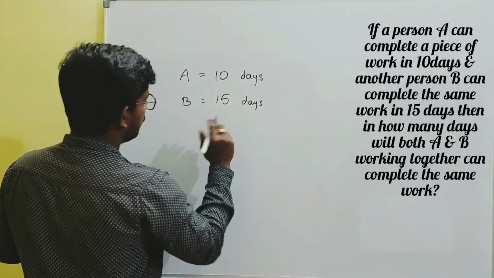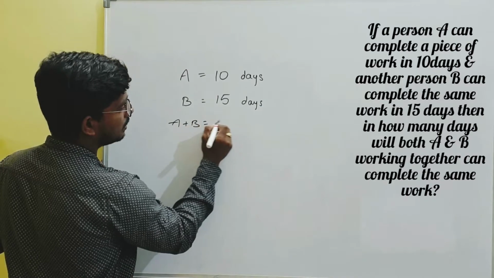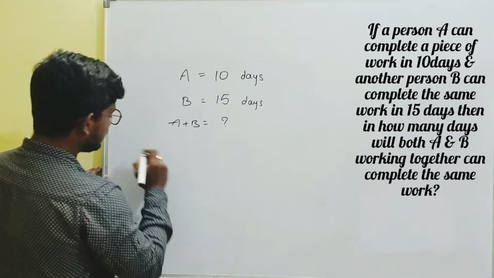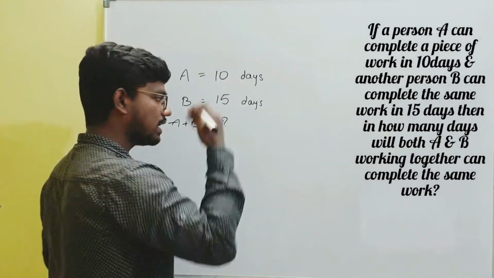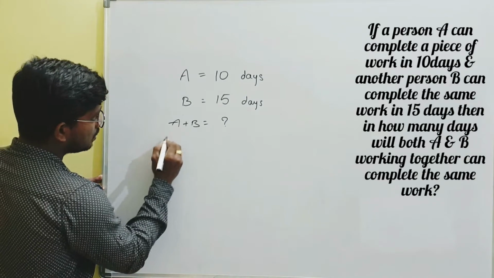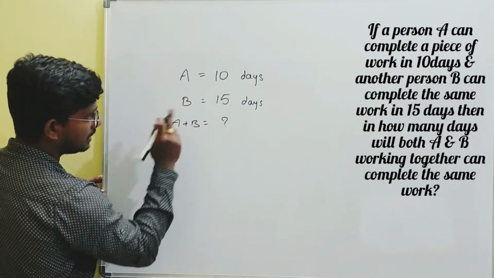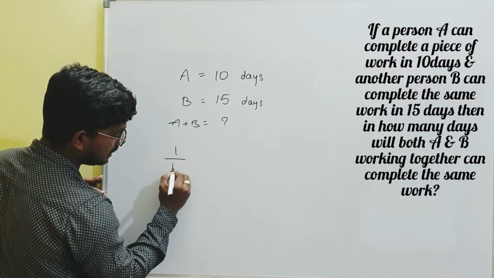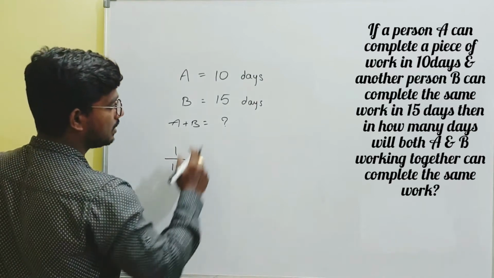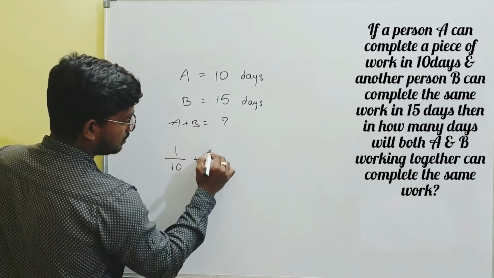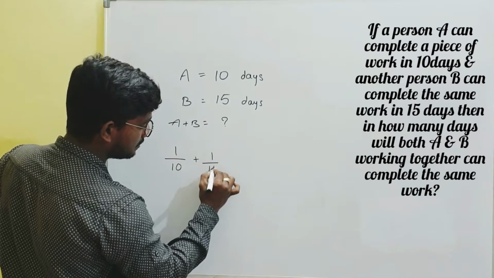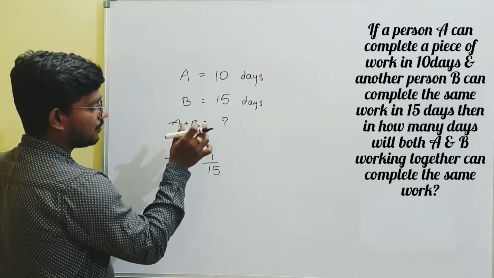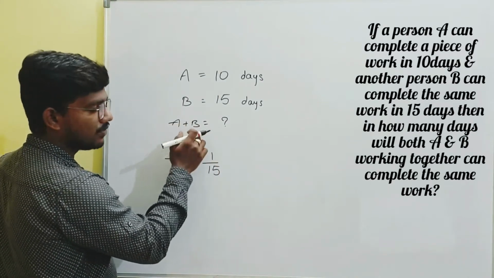In how many days can both persons working together complete the entire work, is the given question. The very basic method, which was followed long ago: the number of days taken by A is 10 days. If we take the entire work as 1 unit and he completes it in 10 days, we take 1 by 10. In the same way B is 1 by 15. By adding these two we can get the work done per day by A plus B working together.